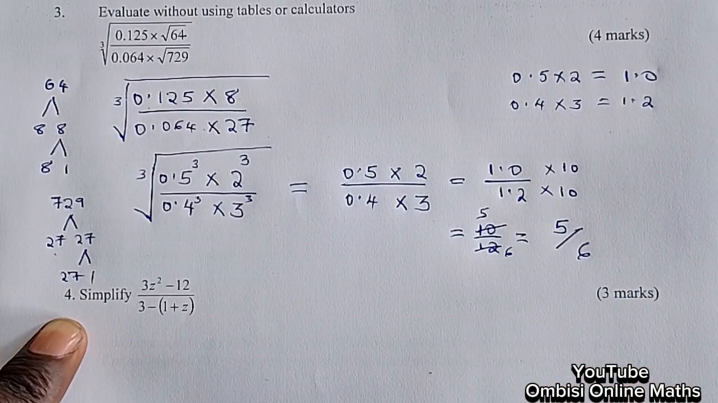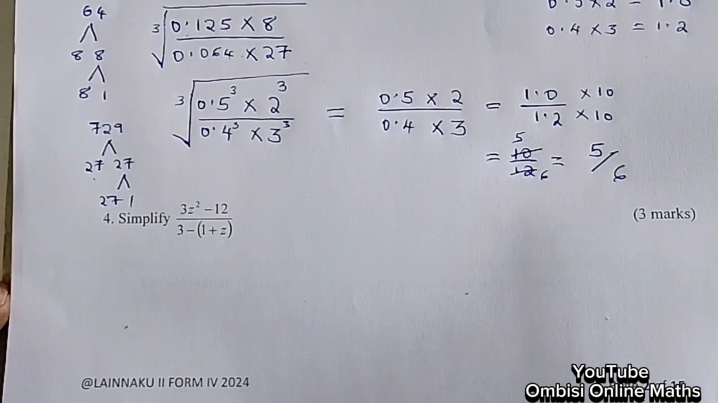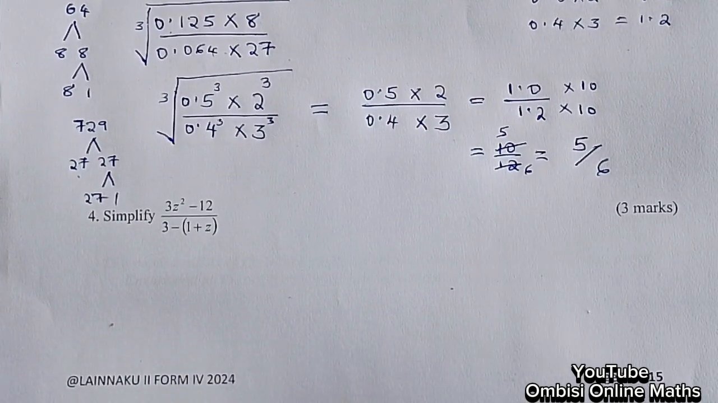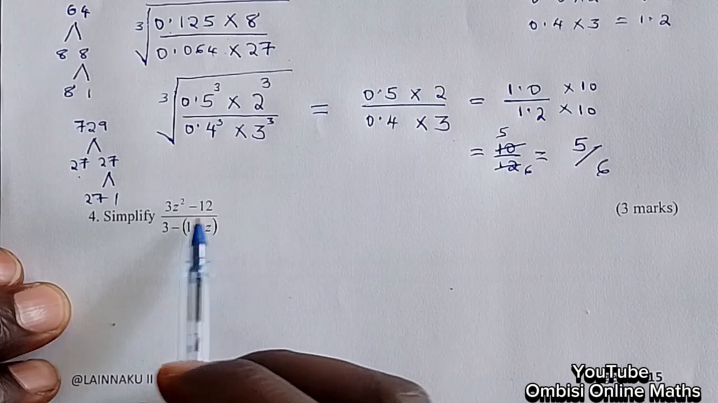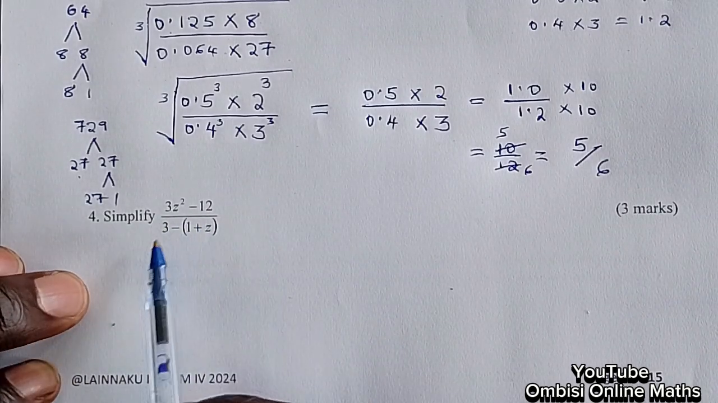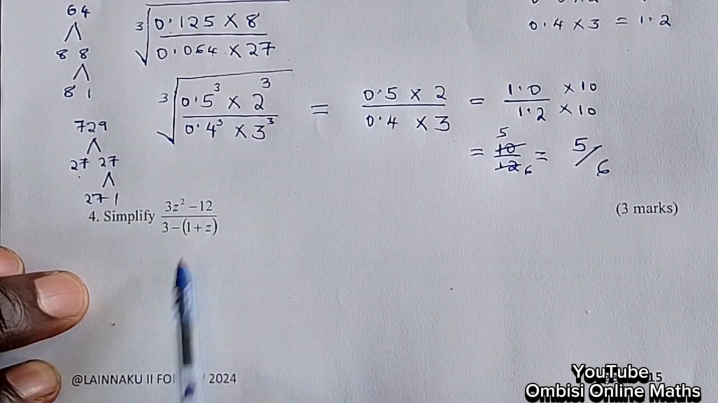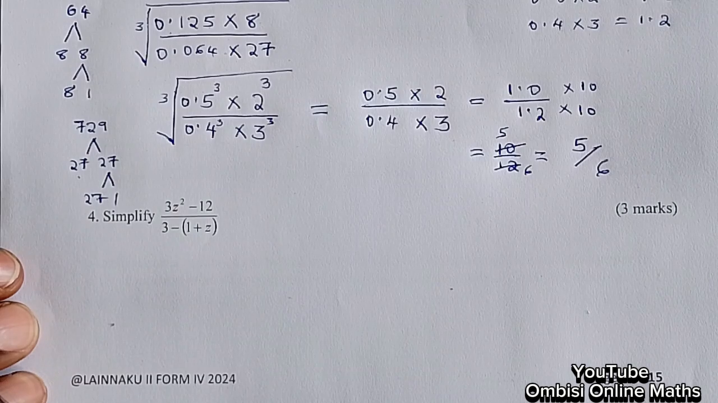So question number 4 requires us to simplify 3z squared minus 12 over 3 minus into bracket 1 plus z.